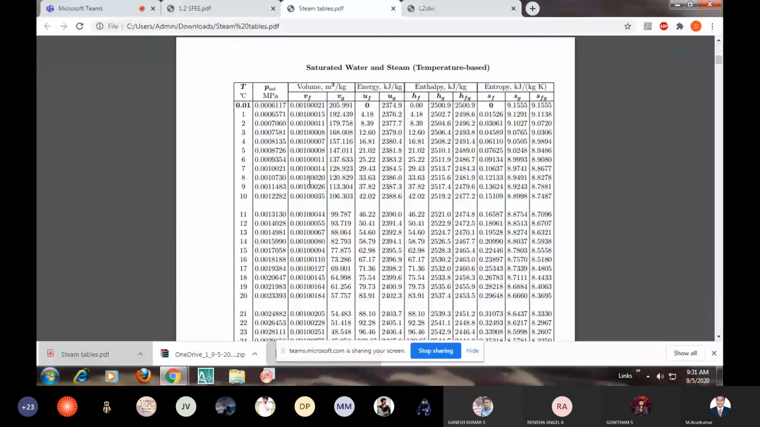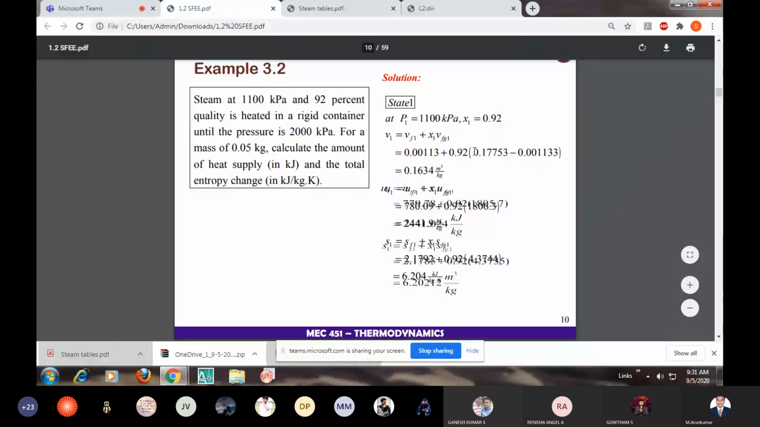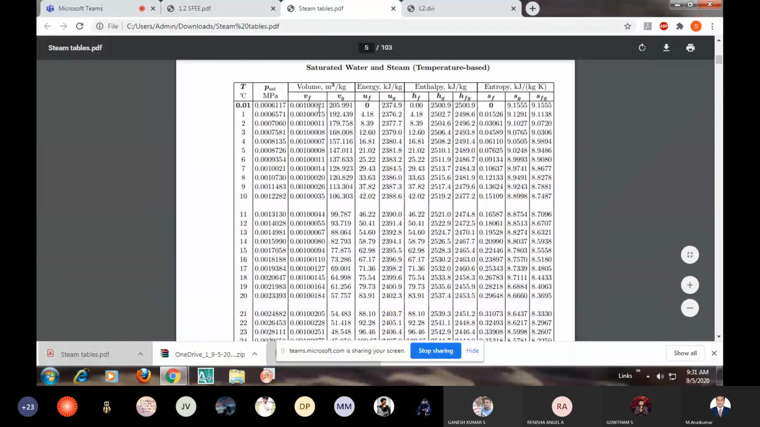Vf value. Then we want the Vfg value. To find the Vfg value, we can differentiate the values of Vf and Vg alone. To get the Vfg, we have to take Vg minus Vf. We can have the Vfg. Then we can substitute to find the specific volume at state 1.